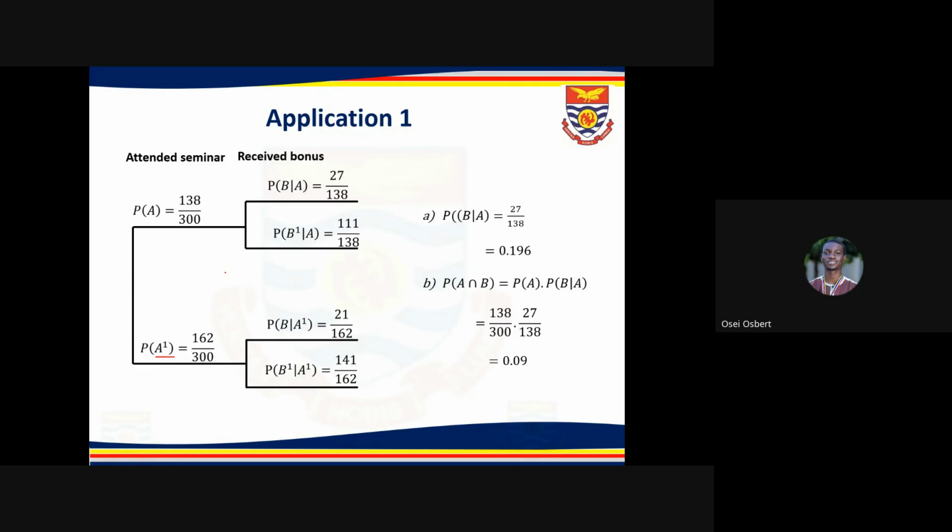And if 27 of them attended the training, that means 21 of them did not attend the training. So from here, we can easily pick this as the answer for A. That is the probability that the person who attended the seminar earned a bonus.